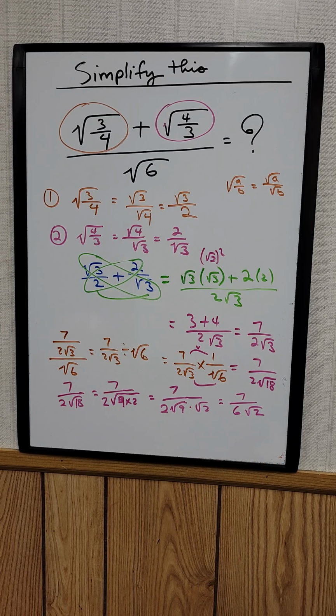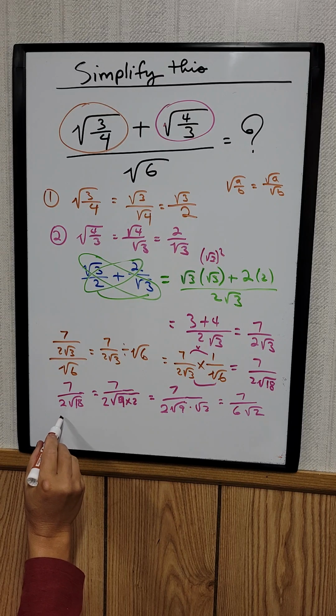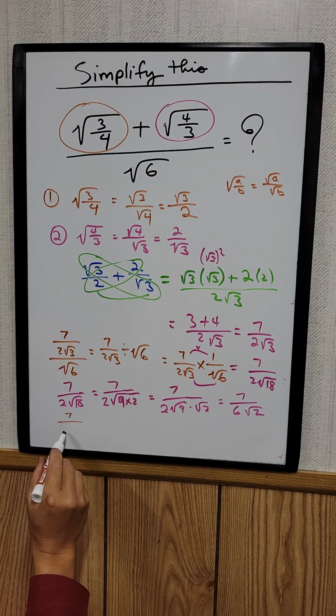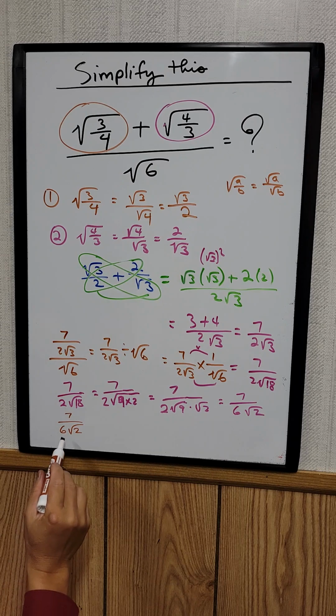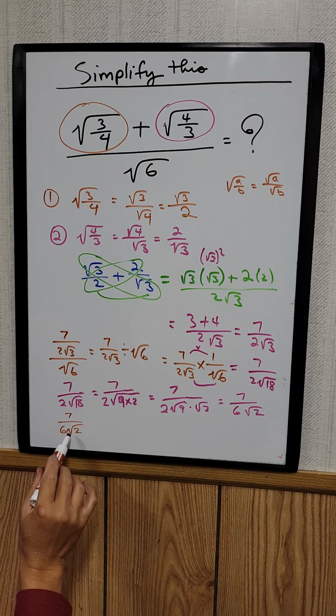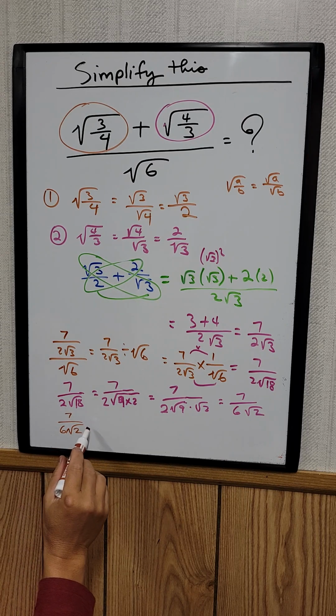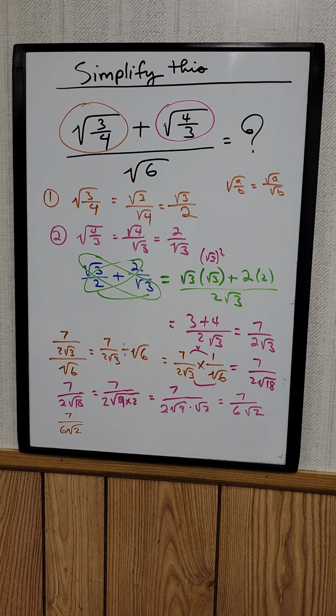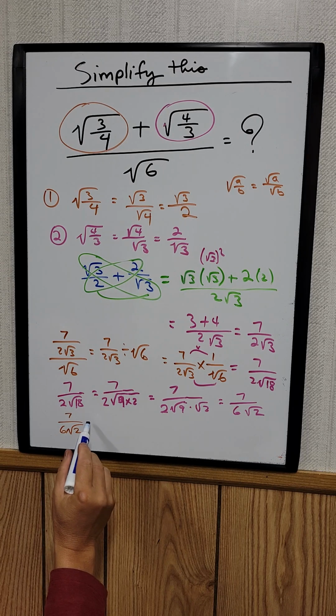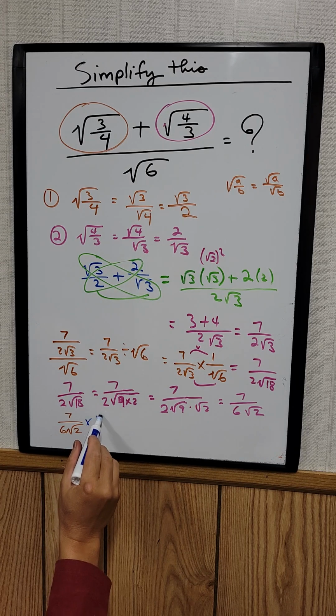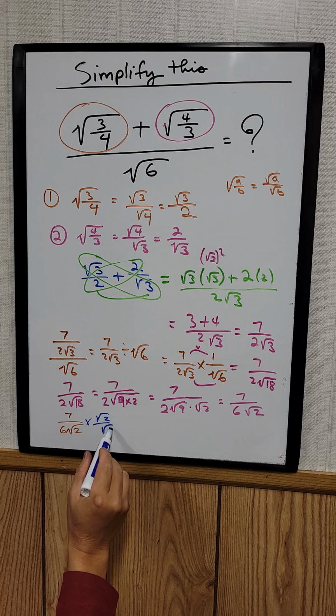Okay, now can you leave it in this form right here? You cannot leave the square root as a denominator. So what we need to do is rationalize the denominator. We multiply by the square root of 2 over the square root of 2.